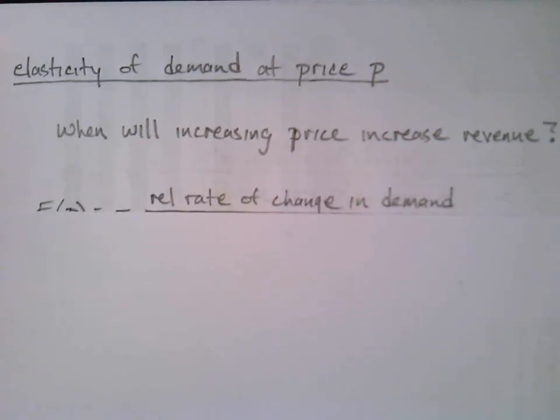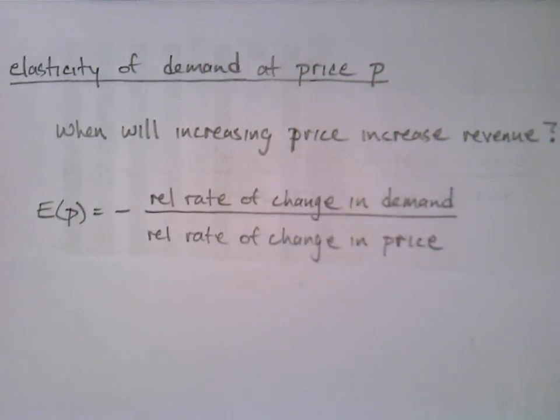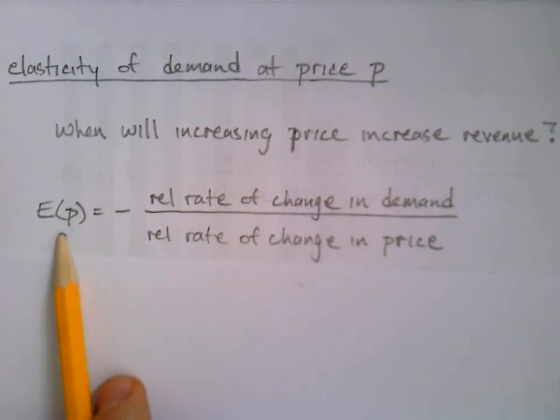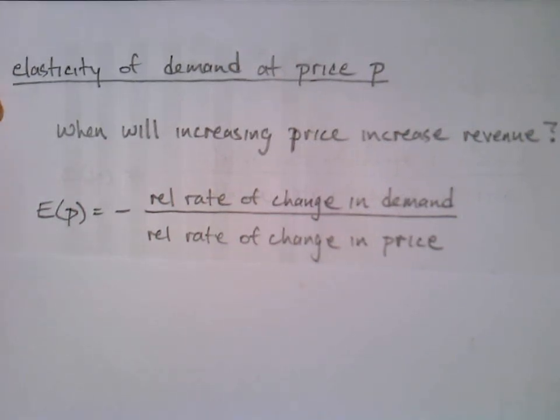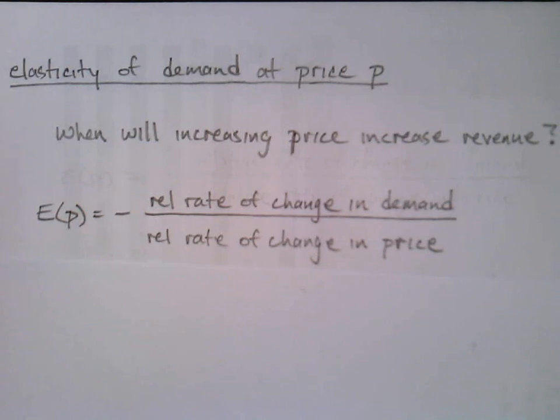Okay, so here's what we're going to do. We're going to define elasticity of demand at price P. We call it capital E of P. It equals the negative relative rate of change in demand divided by the relative rate of change in the price. If we take the ratios of these relative rates, then we have what we call the elasticity of demand.